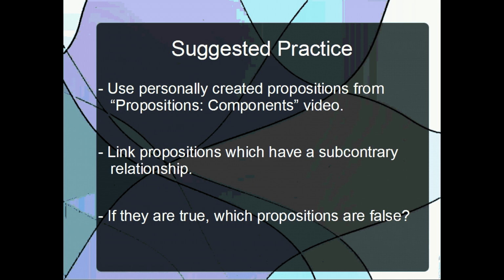Now, if you would like to get more practice, again, using the propositions that you formulated from the propositions components video, identify those two propositions which have a subcontrary relationship, link them, and write subcontrary above that link. Okay? And what you can do further is presume that those propositions which have a subcontrary relationship are true, and then state which propositions would have to be false based on that presumption.